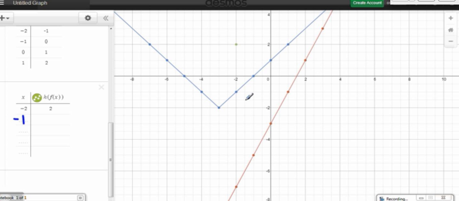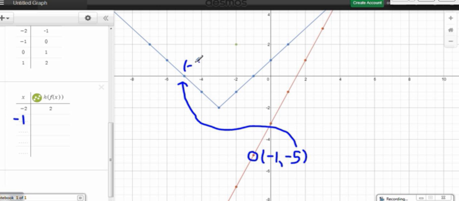So we can do it again for when x is -1. So when x is -1, we have to find our output for f, because we work from the inside out. We have to find f of -1 first. We found that, -1, -5. All right, but -5 is not our output for our composite function. That's our output for f. So we find -5, using that as our input for h to find the output. And the output is 0, according to the graph. That's that point right there.